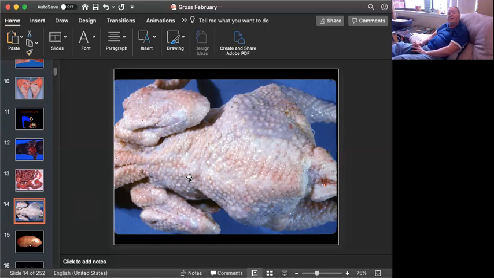Can you give me a morphologic diagnosis and the cause? Okay, time's up. For me, there are two types of skin disease in the chicken. You have those that affect the follicles, as we see here, and those that affect the interfollicular dermis. The interfollicular dermis looks pretty good, but every single follicle that I can see on this bird is enlarged. It's bulging. And this is one of the many manifestations of Marek's disease.